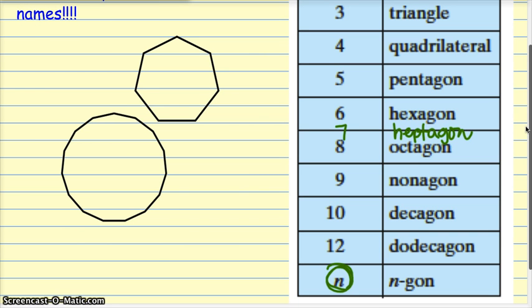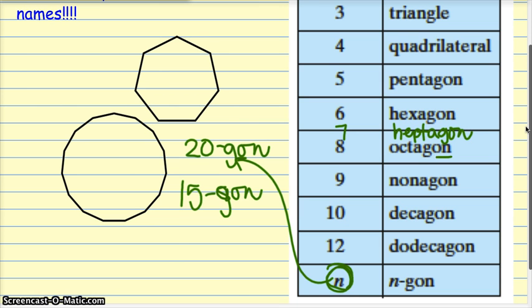So if you wanted to represent something that had 20 sides, it may have a name, but it's not necessarily that we know it, so we would call it a 20-gon. You could have something with 15 sides, so it would be a 15-gon. Recognizing that they all have the same suffix, that they're all polygons. I guess triangle and quadrilateral don't, so we keep the n-gon.